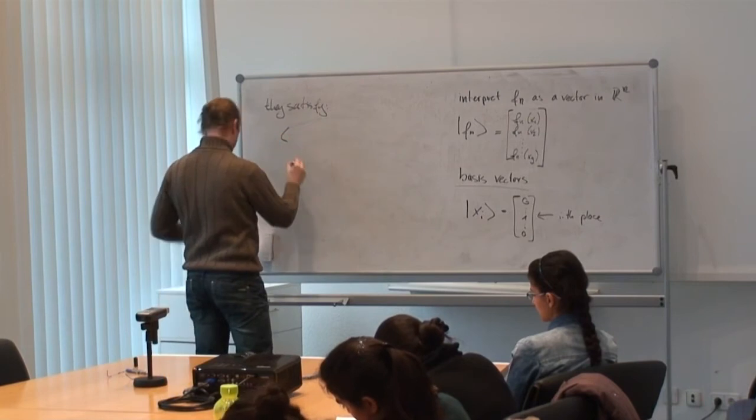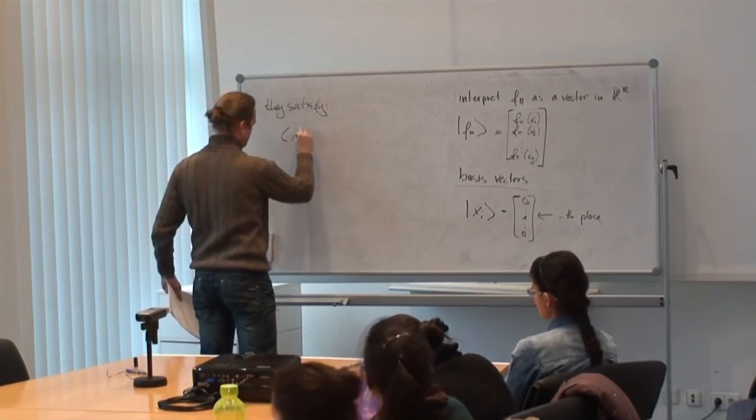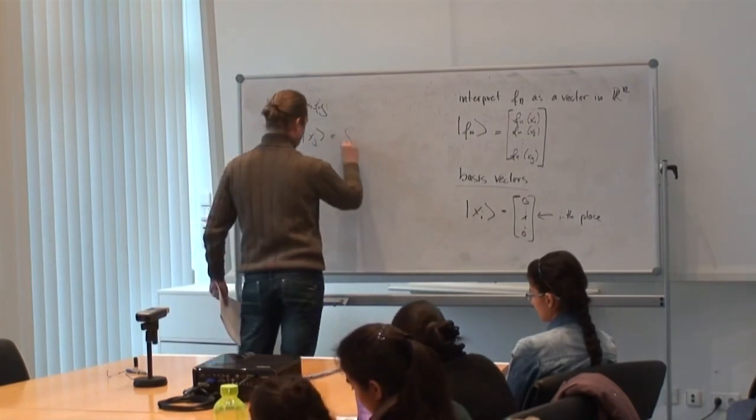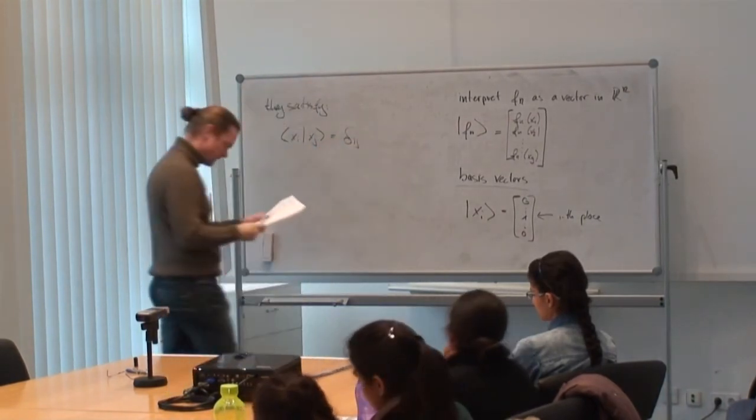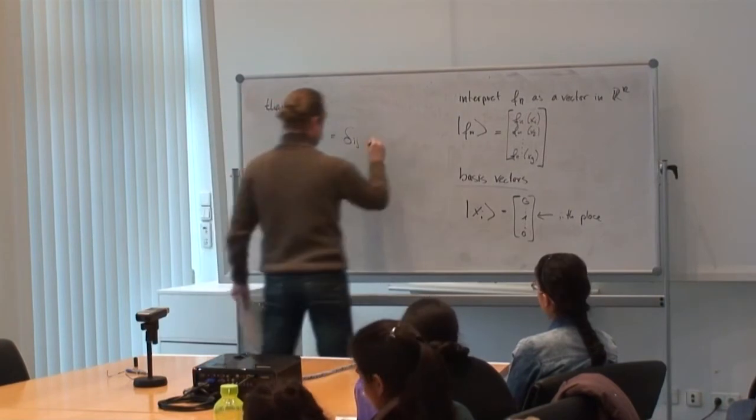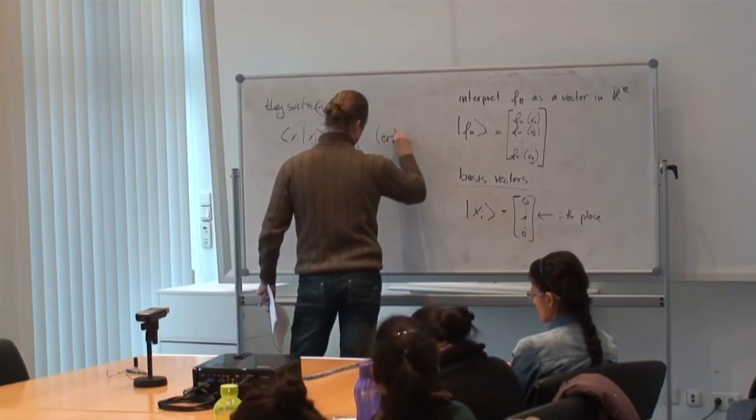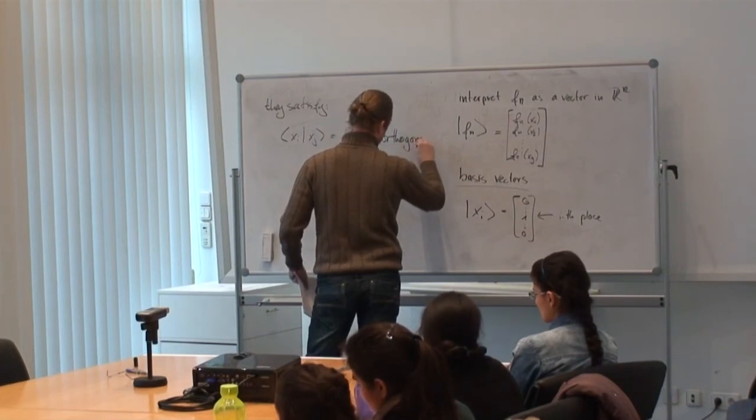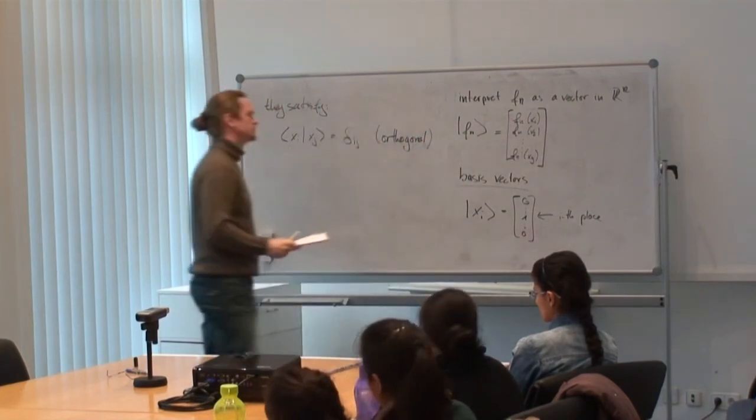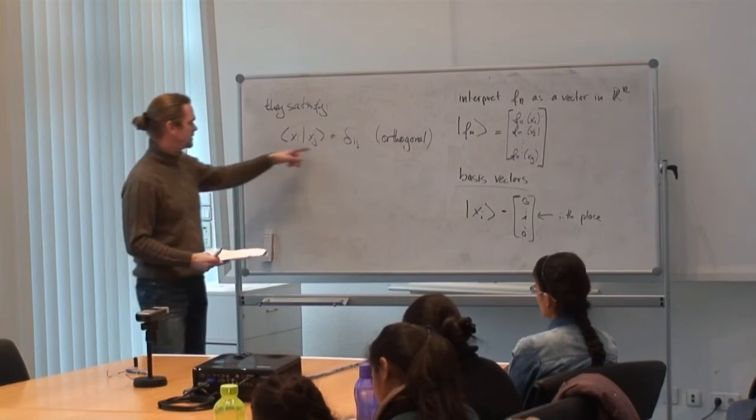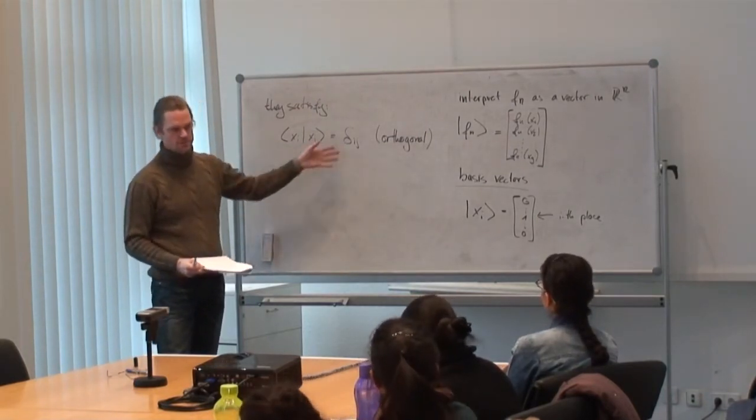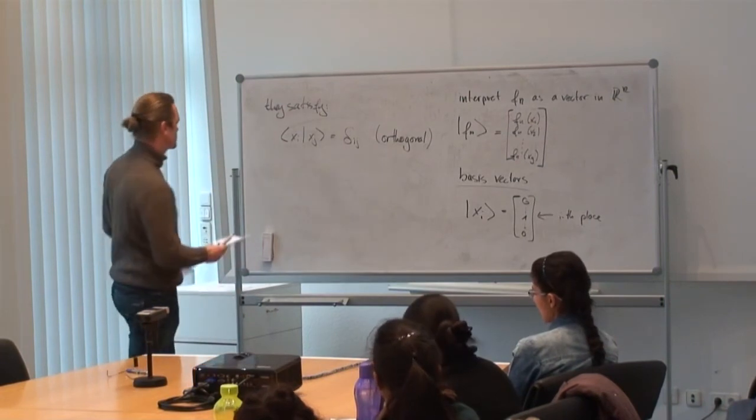the inner product between two such ones, the bracket xi xj, evaluates to delta ij, which is to say they are orthonormal. If i is equal to j, then this is 1. If i is not equal to j, then this is 0. So we're good.